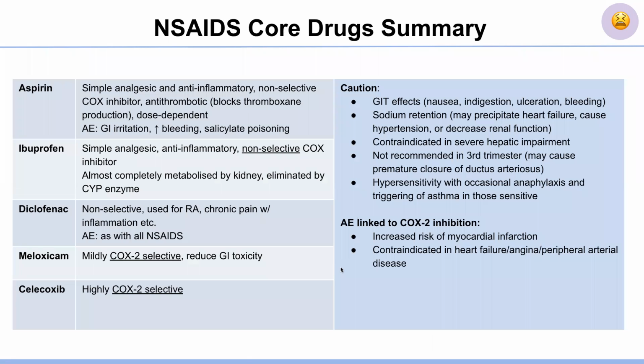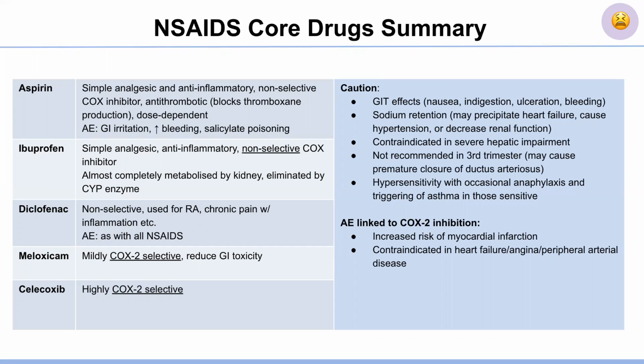Some NSAIDs to know: aspirin is pretty standard. It's a simple analgesic and non-selective. Its effects vary depending on the dose and it is often used as an antithrombotic. Adverse effects include, as mentioned before, GI irritation, increased bleeding, and also salicylate poisoning if you have too much. Ibuprofen, similarly, is another simple analgesic. Diclofenac is also non-selective and typically used in rheumatoid arthritis or other chronic pain with inflammation.